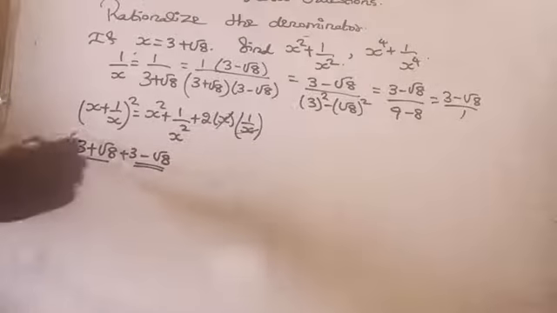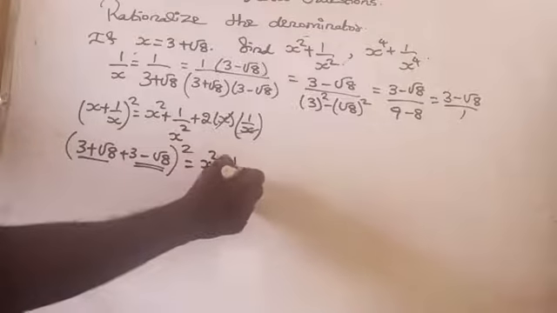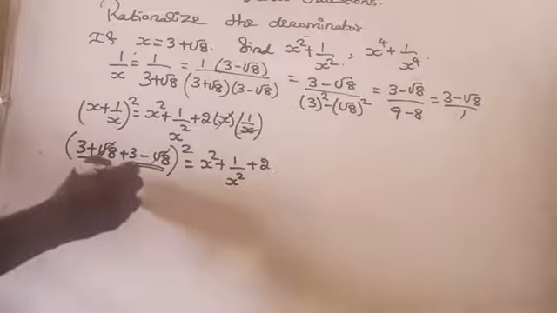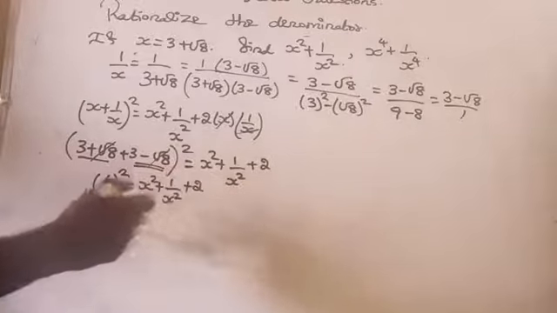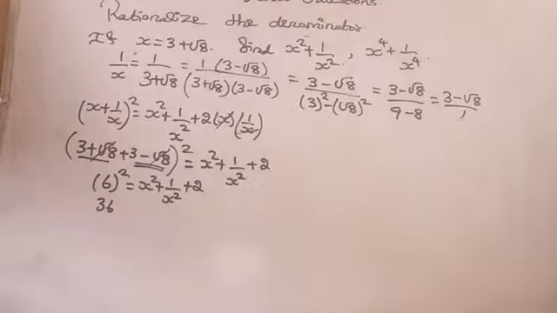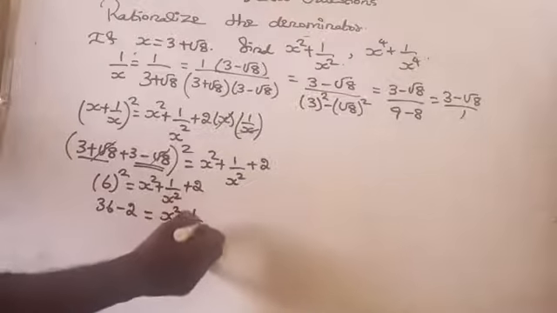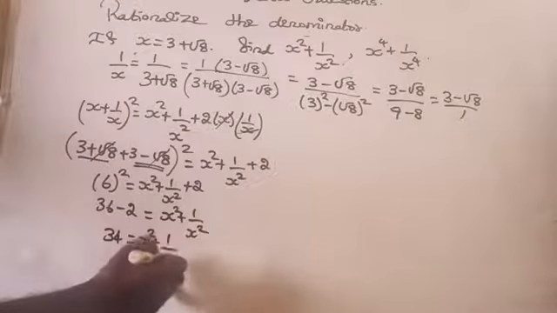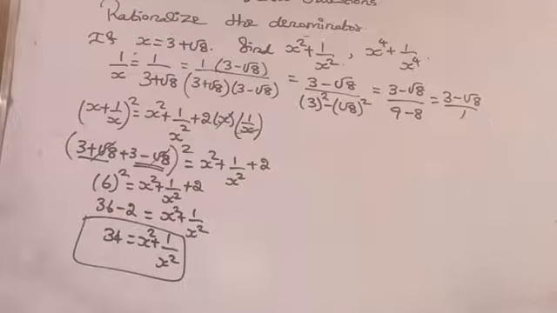So x plus 1 by x the whole square is equal to x square plus 1 by x square plus 2. Now root 8 minus root 8 you can cancel. So 3 plus 3 is nothing but 6 square equal to x square plus 1 by x square plus 2 here. So 6 square is 36. Bring this 2 from right hand side to left hand side. So it will become minus 2, which is equal to x square plus 1 by x square. So 36 minus 2 is nothing but 34. Therefore the value of x square plus 1 by x square is 34.